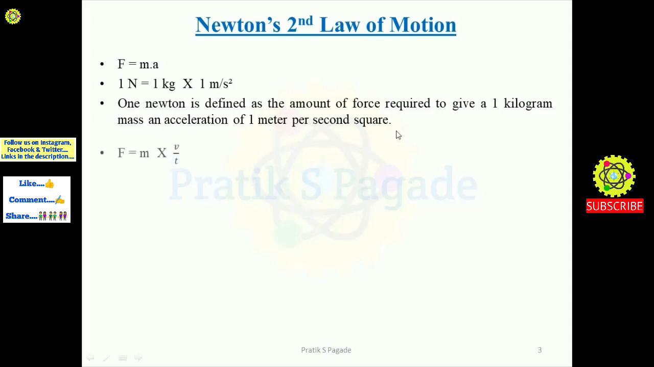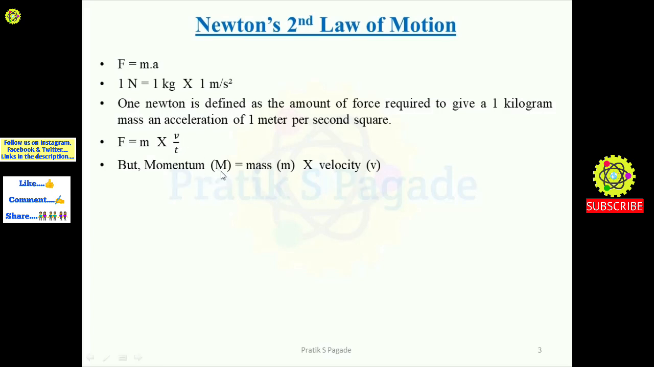Further, we will simplify the first equation, F is equal to ma. As we know, acceleration is equal to velocity upon time, so we substitute a by the term v upon t. So F is equal to m into v upon t. But momentum is equal to mass into velocity, so this m into v we can replace with momentum.